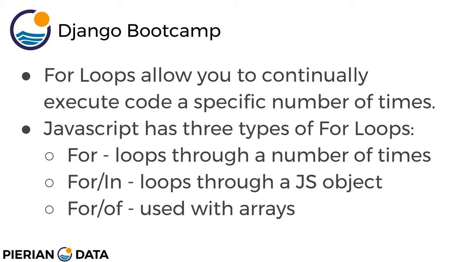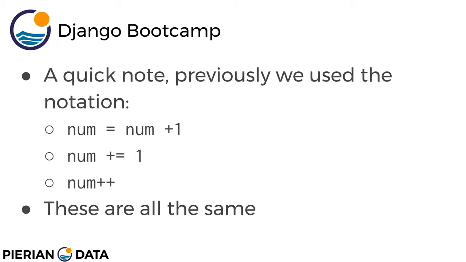So until we cover those, we'll leave for in loops and for of loops aside for now. And as a quick note, previously we used the notation num is equal to num plus 1 when, during a loop, we wanted to increment the variable num by just 1. There's also two other ways of writing that, and that is num plus equal to 1 or num plus plus. And if you wanted to subtract 1, you would just say num minus equals 1 or num minus minus.